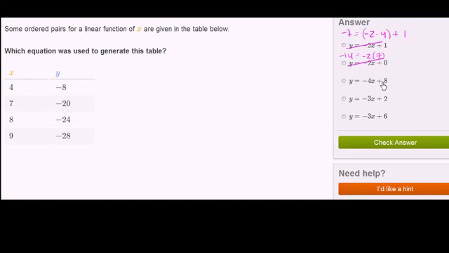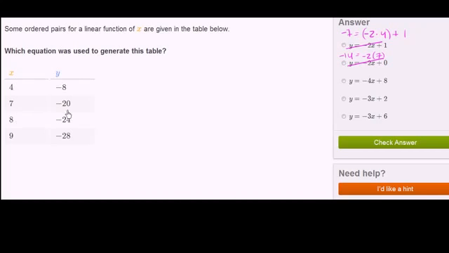Now let's see what happens when x is 7. Negative 4 times 7 is negative 28. Negative 28 plus 8 is negative 20. So this candidate is starting to look pretty good. It satisfies these 2 points. And frankly, for any of these linear functions, if some function can generate any 2 of them, it will satisfy all of these, because 2 points define a line. But we can verify it right over here.